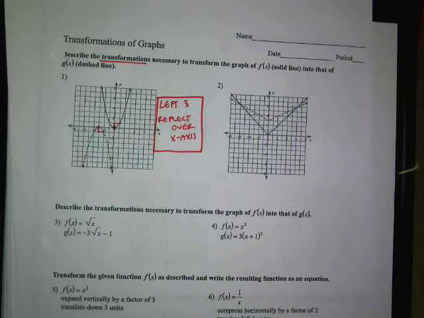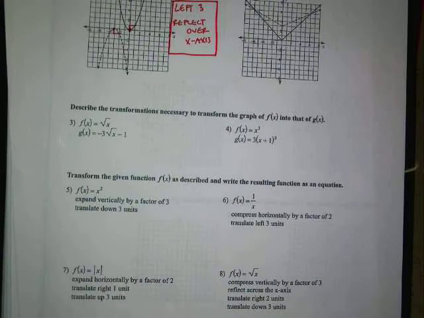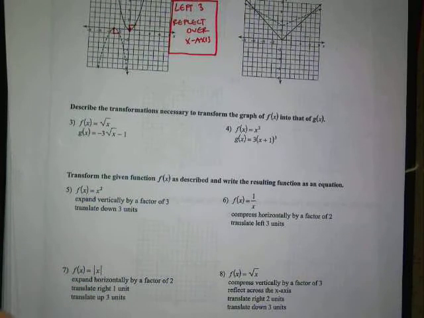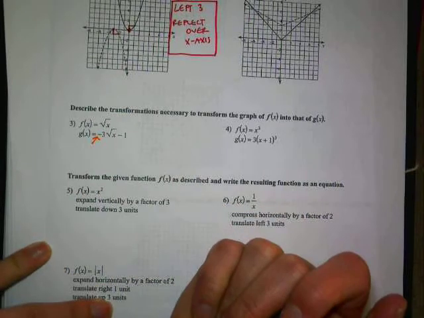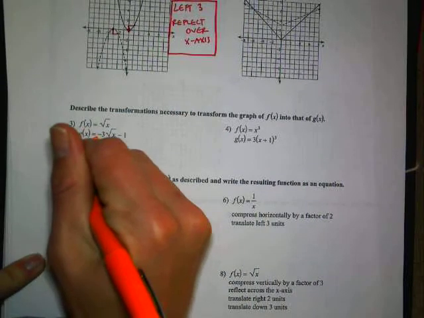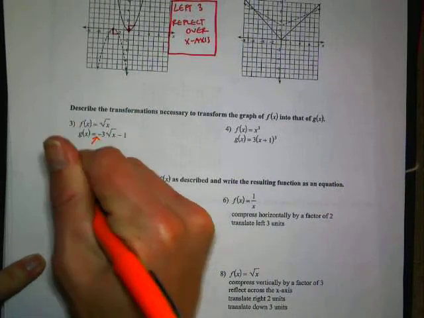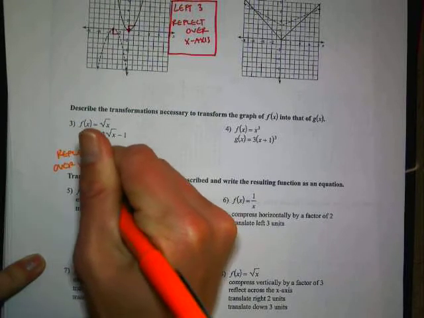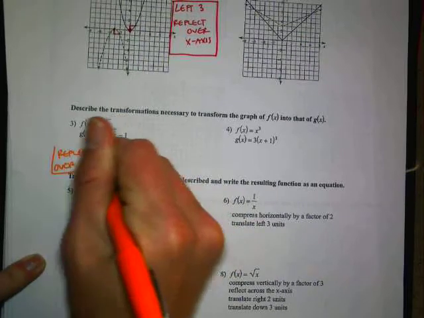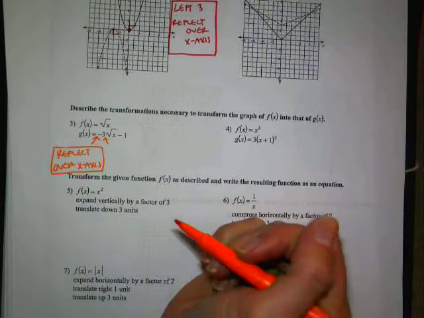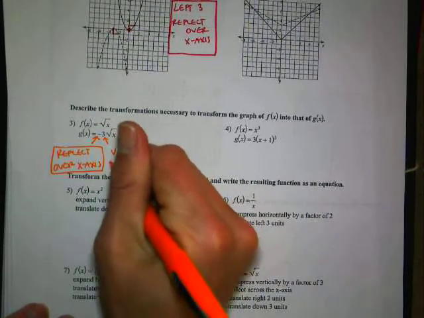All right, jump down to number 3. We've done like 1,000 of these problems. We just need to describe the transformations. So the negative sign, what kind of transformation is that? Reflection. Over x or y? X. Good. Reflect over x-axis. What about the 3? Vertical stretch.